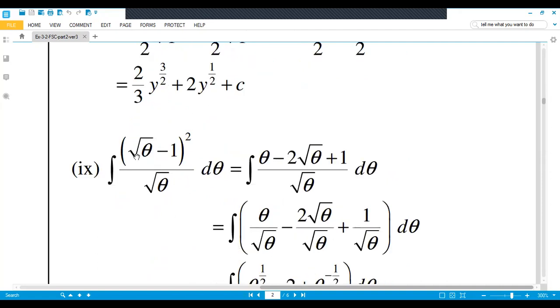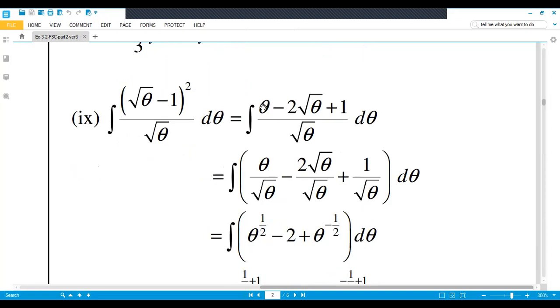Again, you have given two terms having whole square. So you open it with the formula a square minus 2ab plus b square, with a as root theta and b as 1 over root theta. So the root and square cancel, so theta will come, minus 2ab, which is 2 root theta into 1 over root theta, so minus 2, and 1 square is 1 divided by theta. Now this root theta divides with each term: with theta, with 2, and with 1.